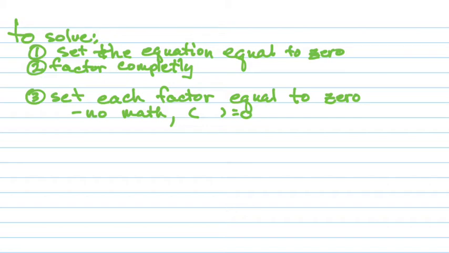Okay? Now, when you do that, you can also eliminate the brackets. Because the only reason the brackets are there is to show you one thing multiplied times something else. Well, if you separate them, they're no longer multiplied together, right? So you can also drop the bracket. But just take each factor and set it equal to 0. Again, don't do any math there.